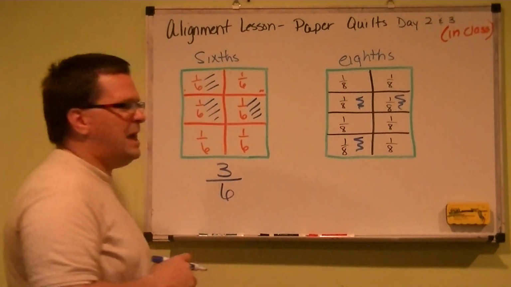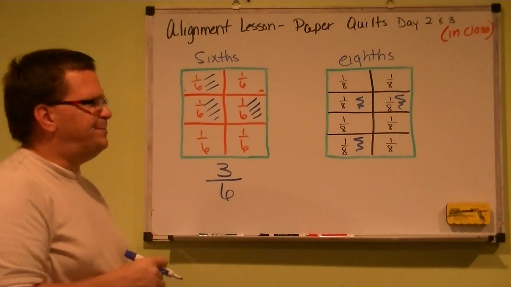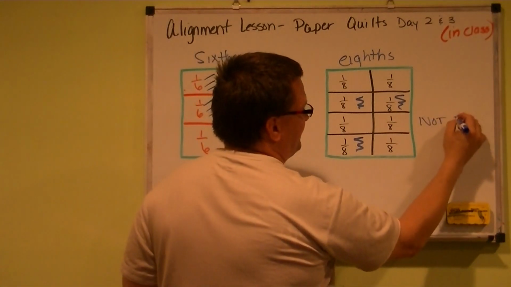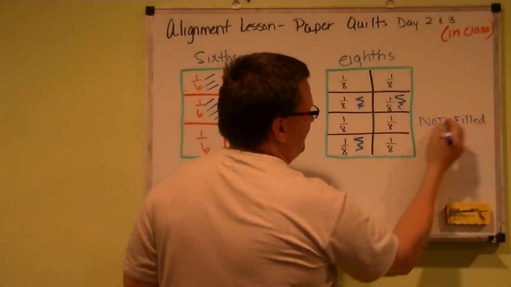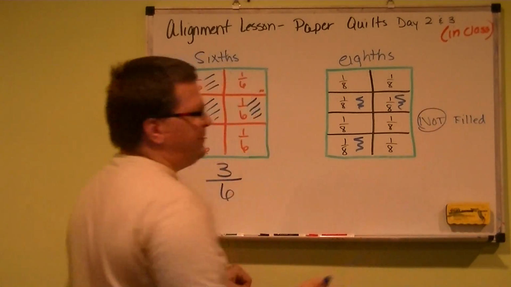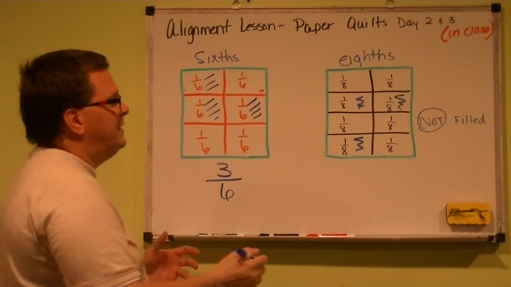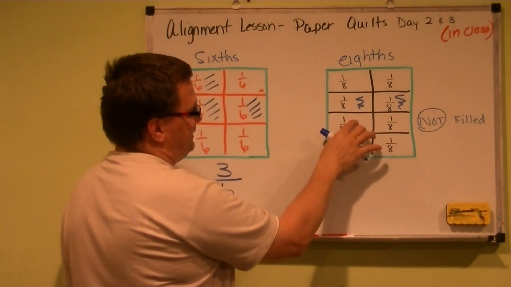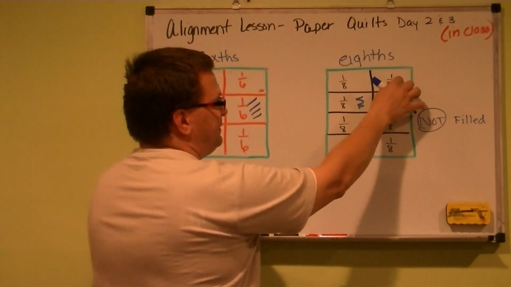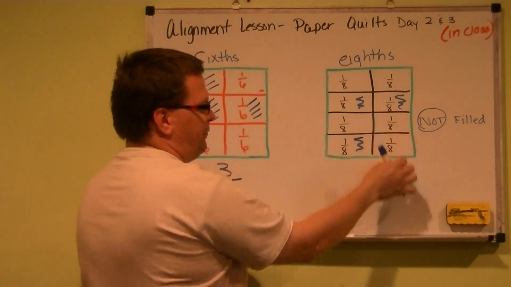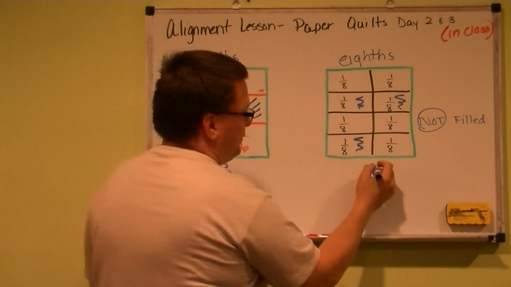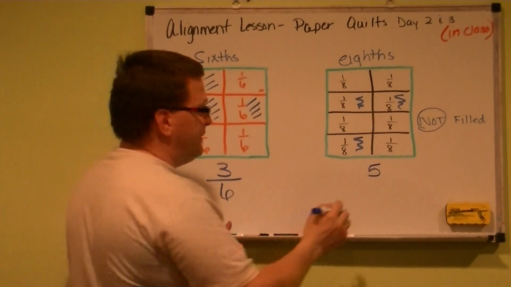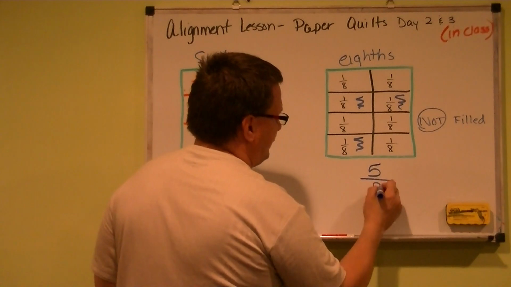But the question says how many are not filled in. So our first thing we would do is circle not, because that's our main question. And we would count how many are not. So this one is not, and this one is not, that's 2. This one is not, that's 3. That's 4, and that's 5. We write 5, and again, we do not change the denominator or the 8. So do 5 over 8.